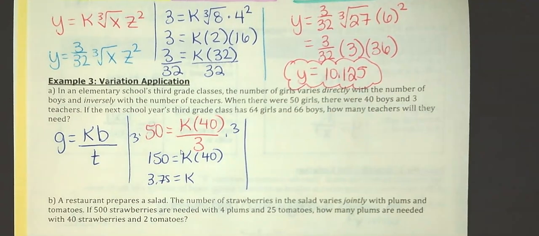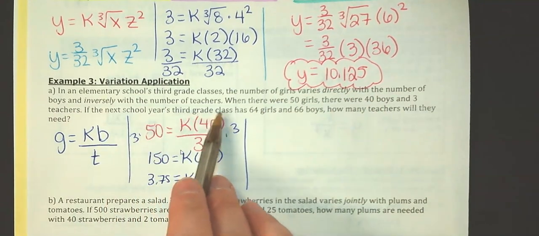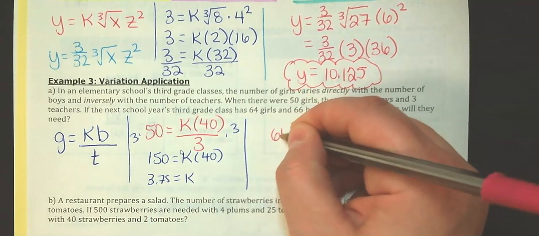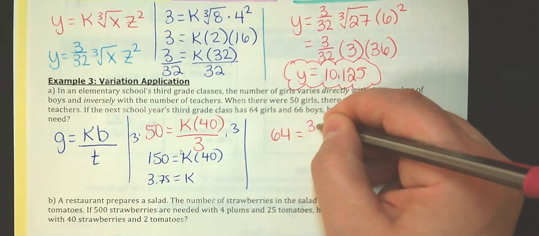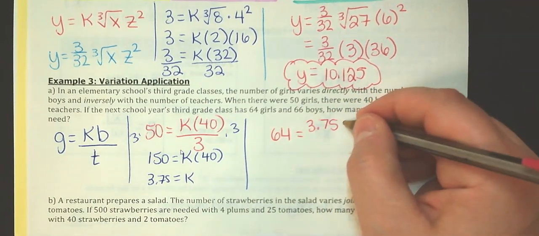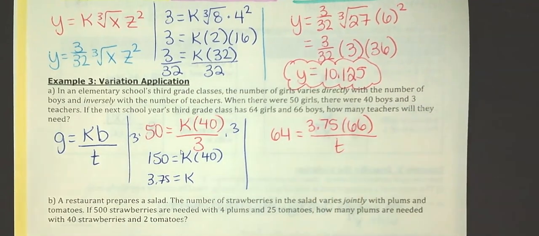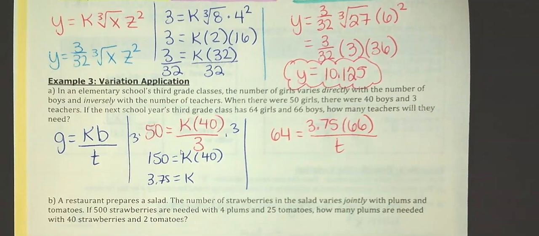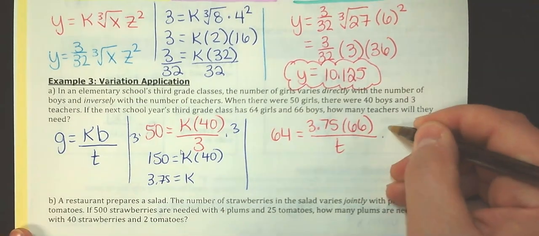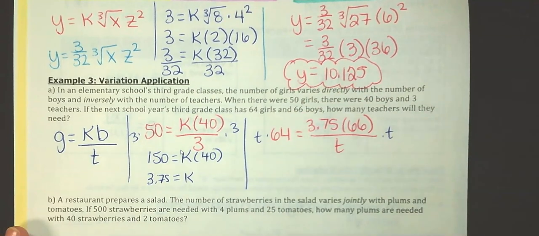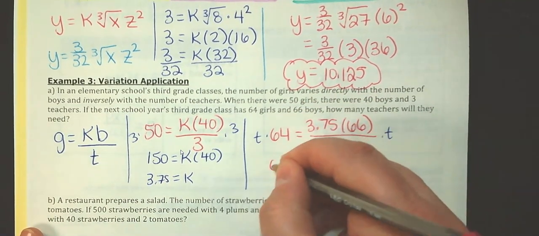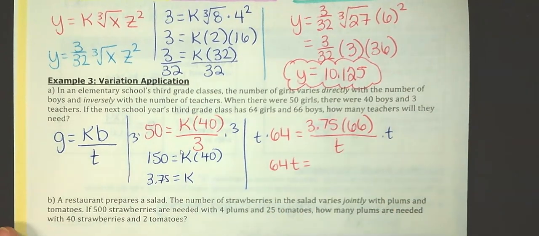Okay, now my secondary question here. It says if next school year's 3rd grade class has 64 girls, so I'm going to put 64 in for the girls. I know the K is the 3.75, and then I have 66 boys, so I'm going to put 66 in for the number of boys. How many teachers do I need? So the teachers there are going to be the variable. A couple ways you could do, if you want to turn this into a proportion, you could do that real quick, or I might just multiply both sides by t, get that out of the denominator real quick, then I'd have 64 times my number of teachers, and then I'm going to take 3.75 times 66.